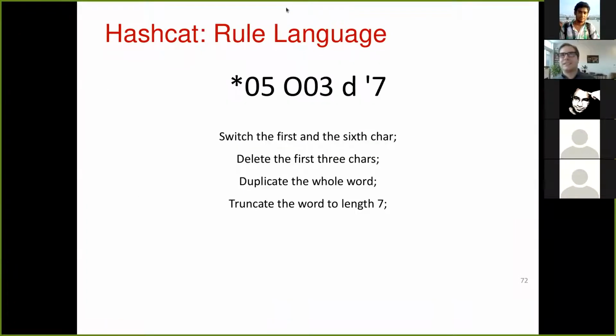And these rules get really complicated because you can combine all these operations. So this rule, star 05 003 D, apostrophe 7, is doing a whole series of these things.